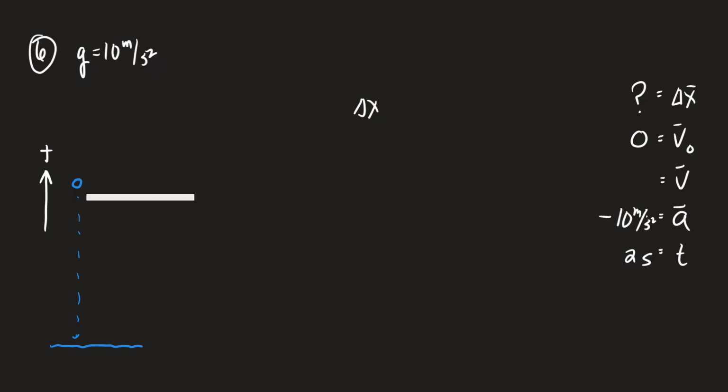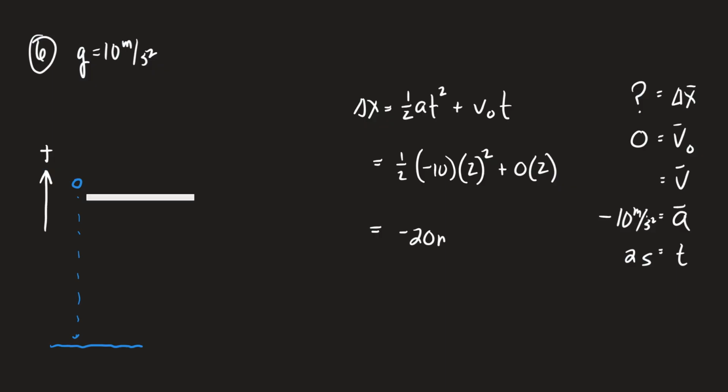So delta x equals 1/2 a t squared plus v naught times t. So 1/2 times -10 times 2 squared plus 0 times 2. 2 squared is 4, half of 4 is 2, 2 times 10 is -20 meters. Now, the answer is 20 meters, not -20. The rock fell downwards 20 meters, but how tall is the bridge? It's 20 meters. All right? That's the first part of question number 6. Are there any questions about what I've done?